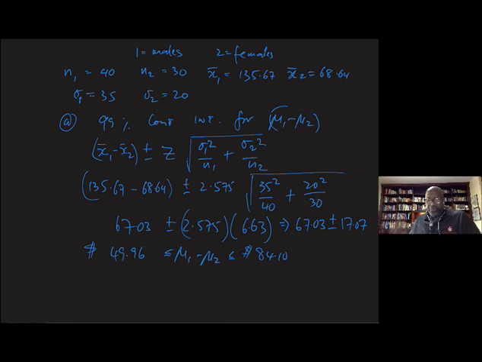$84.10. So from that information, you can infer that men on average spend more money because any value in that interval is positive. The minimum is like $49 and the maximum is 84. So we are 99% confident it's between 49 and 84. So any value in that interval is suggesting that mu1 is greater than mu2, which basically means that men are spending more than women for Valentine's Day. That's because men have to buy more chocolates and roses and all of these fancy things, all right?